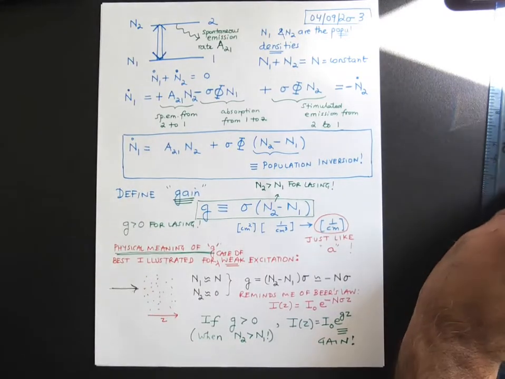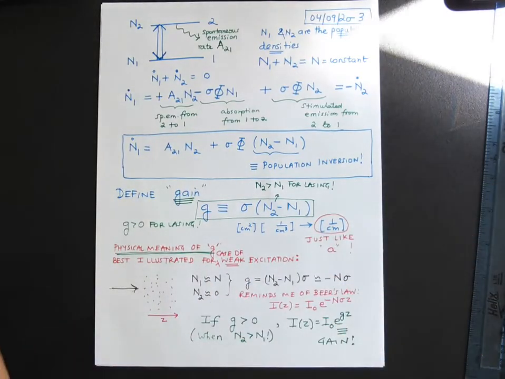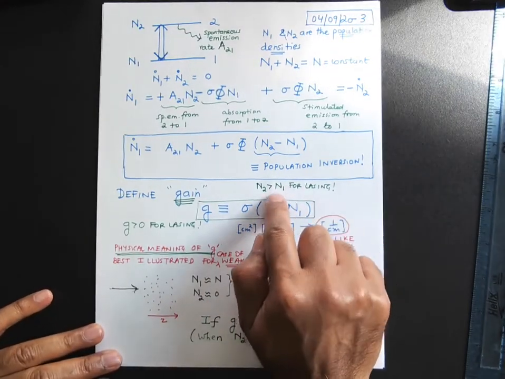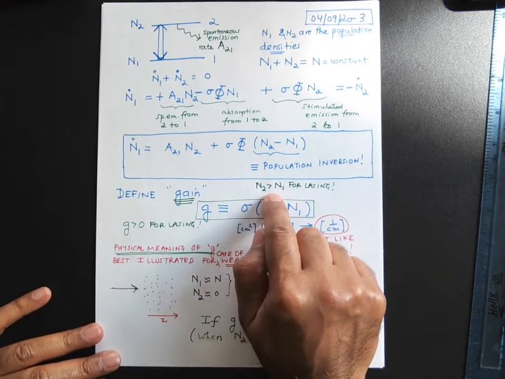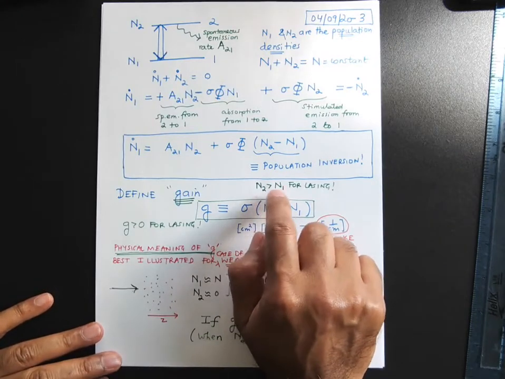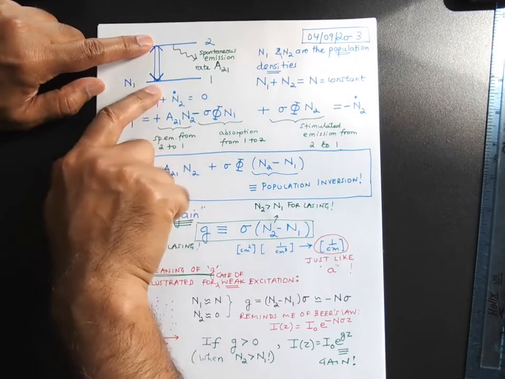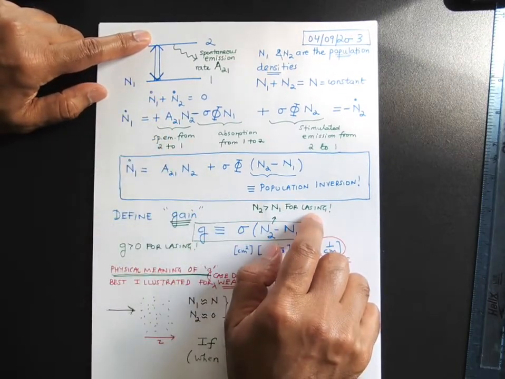In fact, the whole exercise in the lasing industry is to achieve this. If you can achieve this, you have a laser. And if your material does not allow you to pack more atoms into the excited state than the ground state, you simply can't achieve lasing.